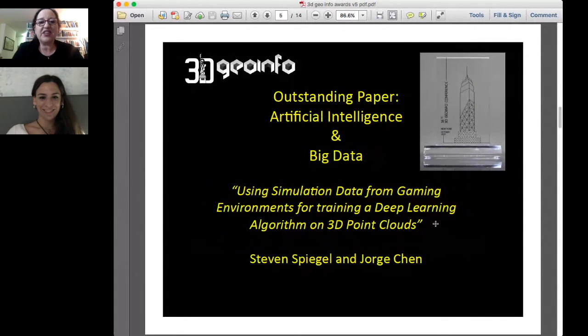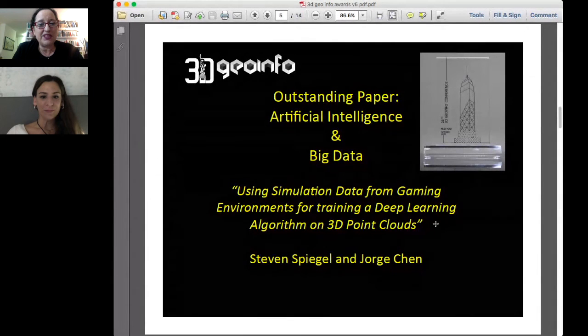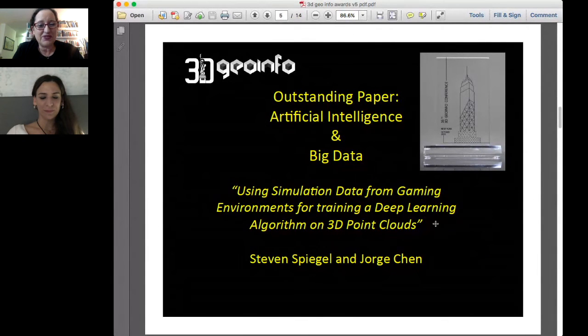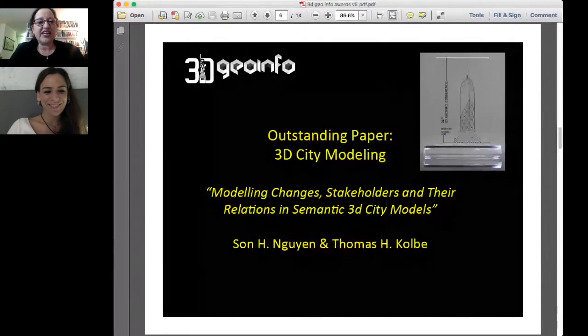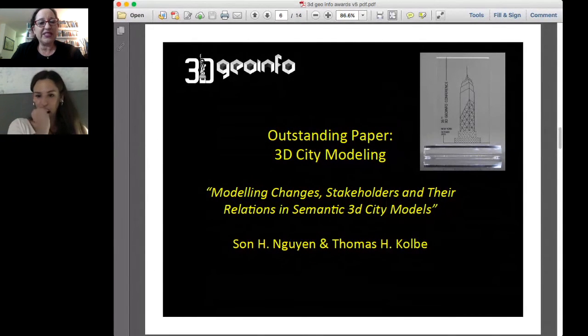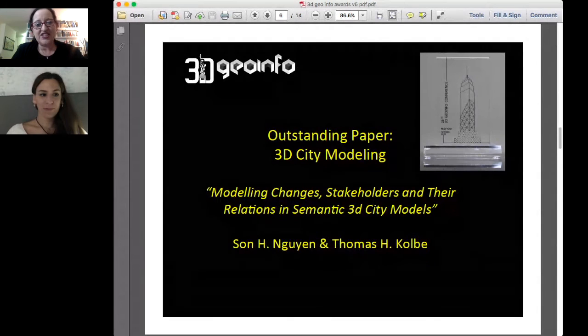Our next outstanding paper award in the area of artificial intelligence and big data is Using Simulation Data from Gaming Environments for Training a Deep Learning Algorithm on 3D Point Clouds. And this is from Steven and is it Jorge? Jorge. So we have an outstanding paper award in the area of 3D city modeling. This is for the paper Modeling Changes, Stakeholders, and Their Relations in Semantic 3D City Models. And this goes to Sun and to Thomas. So well done.